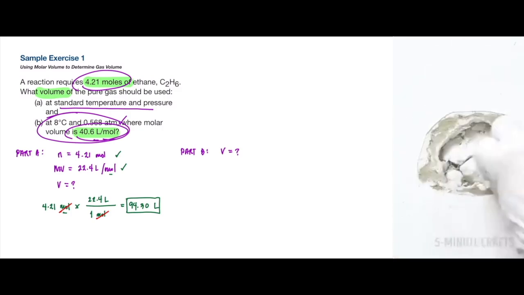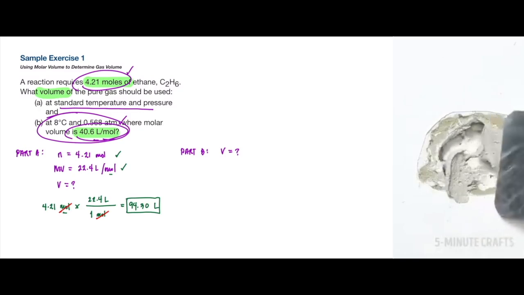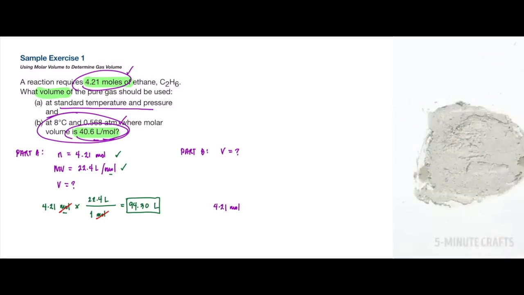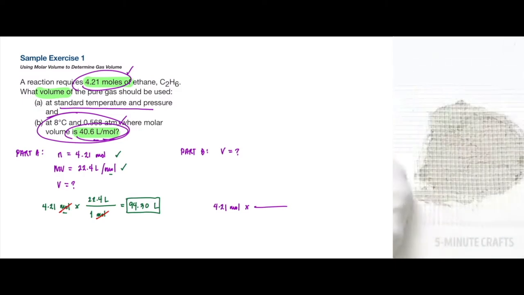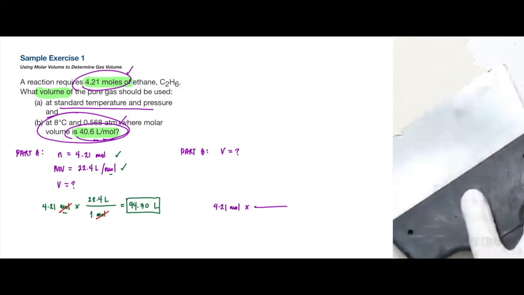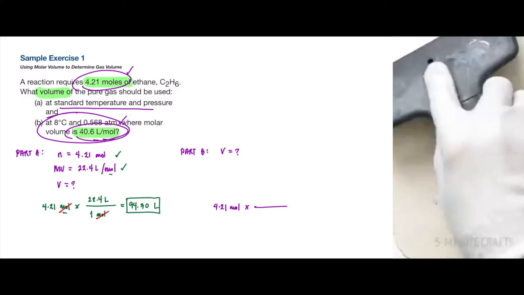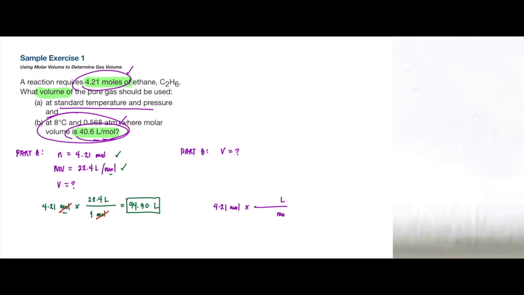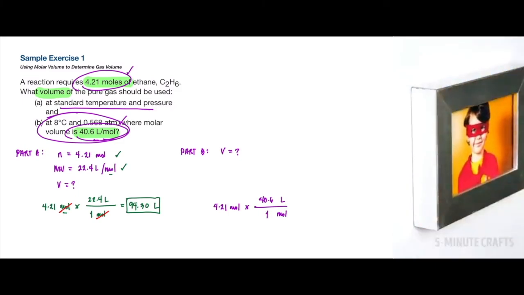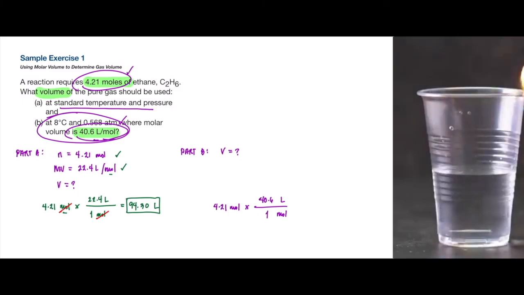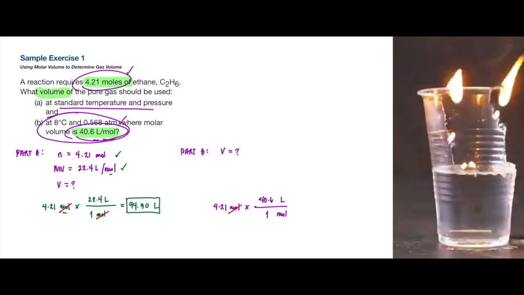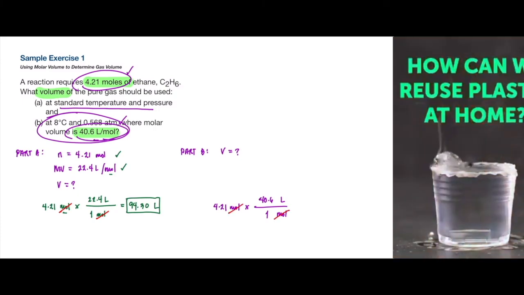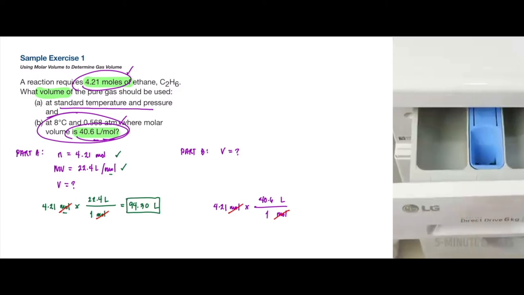And again, starting with our initial value, which is 4.21 moles of ethane, multiplied by the conversion factor. Since we are looking for the volume, our desired unit must be liters, and your denominator will become the mole. Then you will put 40.6 with liters, and mole will have one value. Then we can cancel the units, we can cancel this and this, then we'll have liters as our final answer.